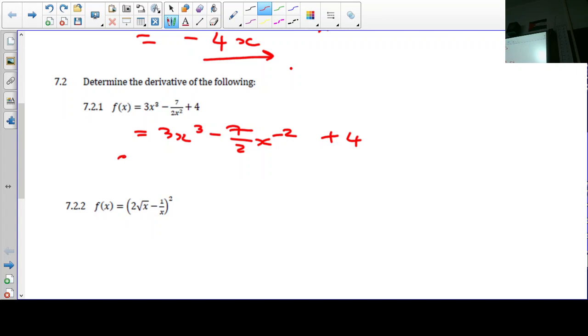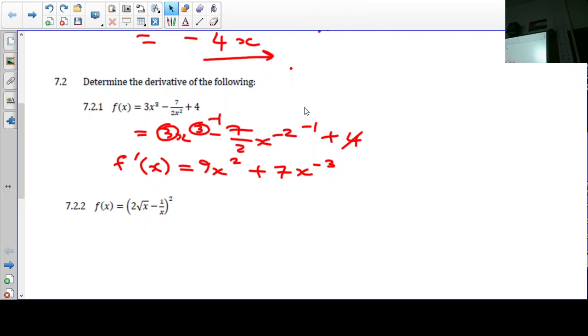Now we apply the derivative. So f prime x equals 3 times 3 is 9, minus 1 is 2. Then negative 7 over 2 times negative 2 is positive 7. Remember, the sign must also be multiplied. 7x to the minus 3. Remember, the derivative of a constant is, of course, 0 there.